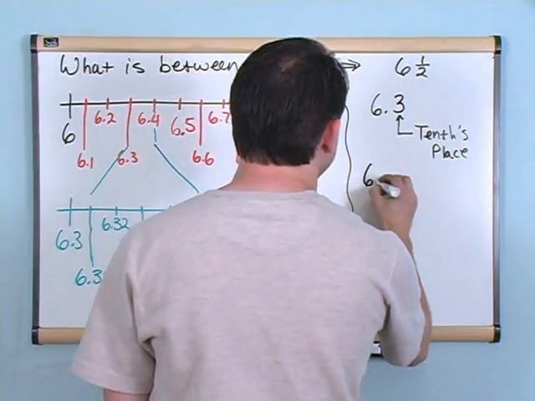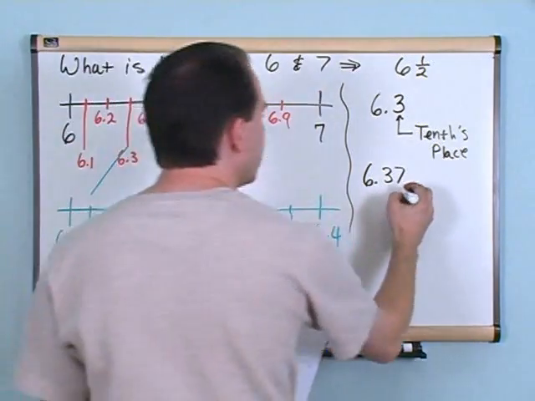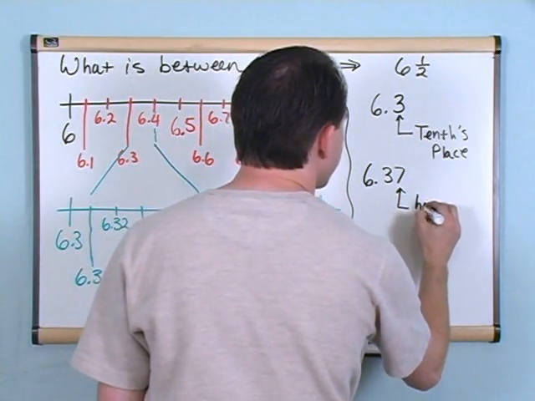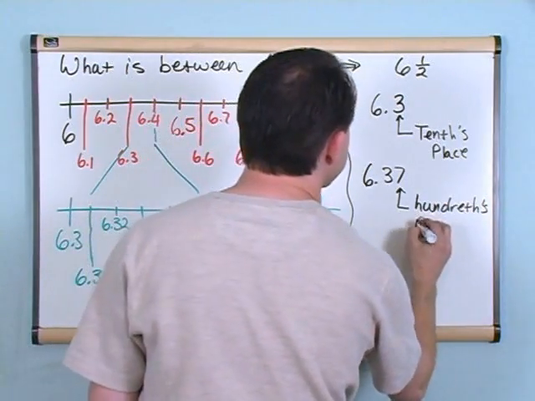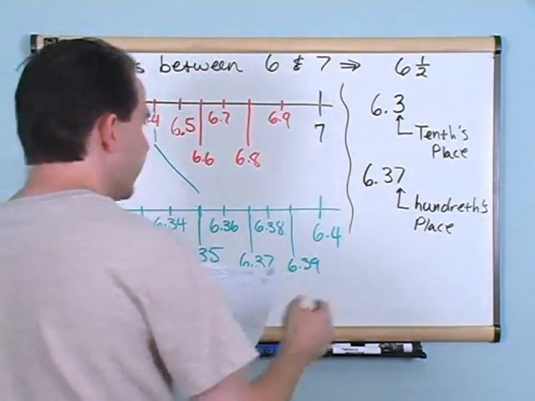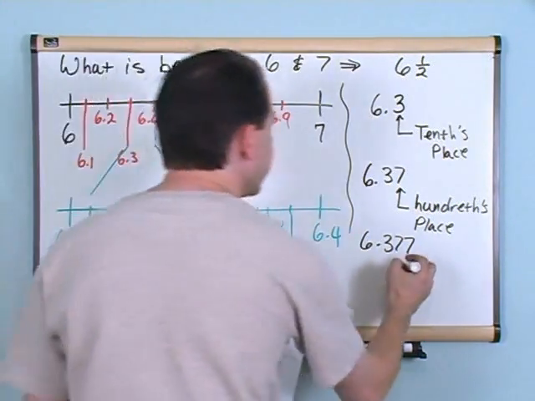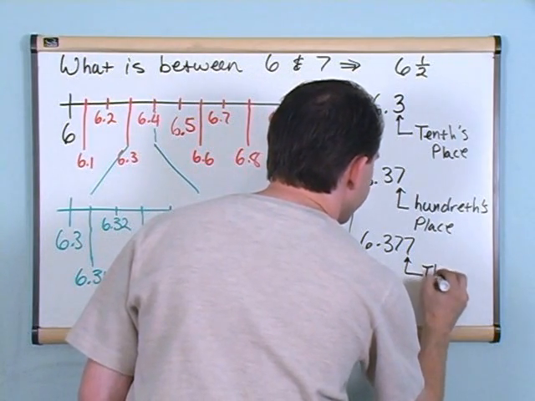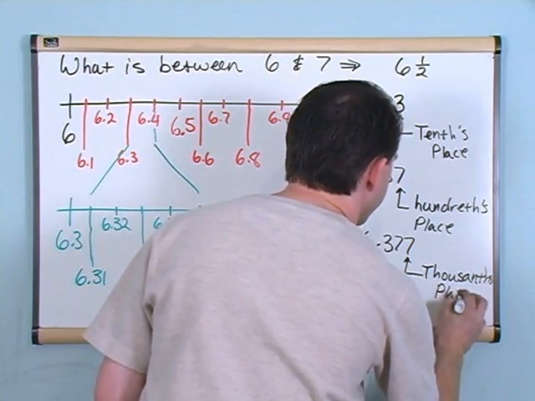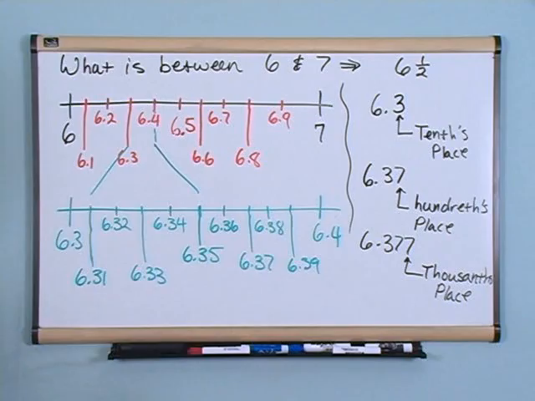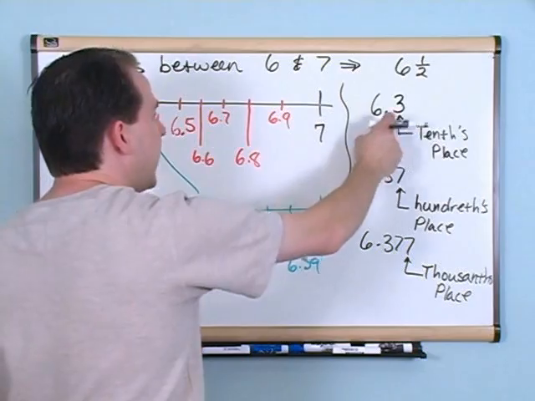So if you had a number like 6.37, remember this first digit is called the tenths place. Well, this second digit is called the hundredths place. Okay, and then if you had something like 6.377, if you added another digit here, this last digit would be called the thousandths place, and so on. Okay?